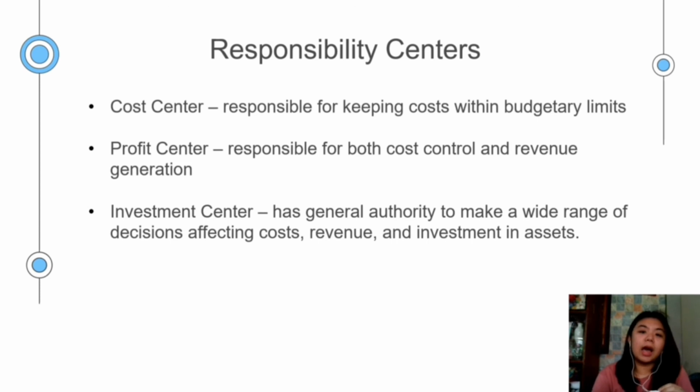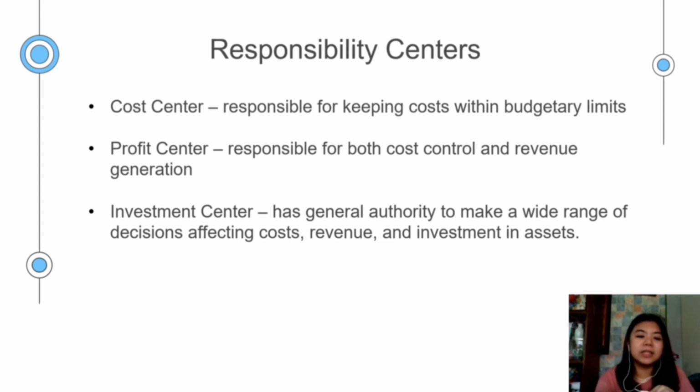In responsibility accounting, there are what we so-called responsibility centers, which include the cost center, which is responsible for keeping costs within the budgetary limits. Example is an accounting department or marketing department, because they are considered cost centers as they revolve around spending their budgetary limits. Next is the profit center, which is responsible for both cost control and revenue generation. An example of which is the manufacturing or production department. Gumagastos siya ng raw materials, labor, and overhead to prepare the product that we are about to sell.